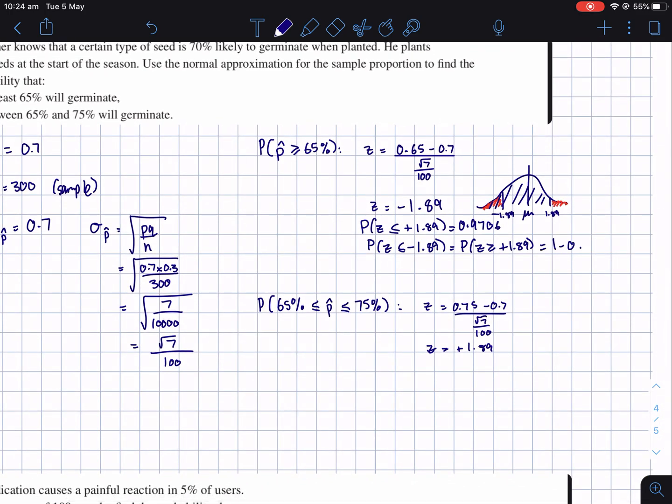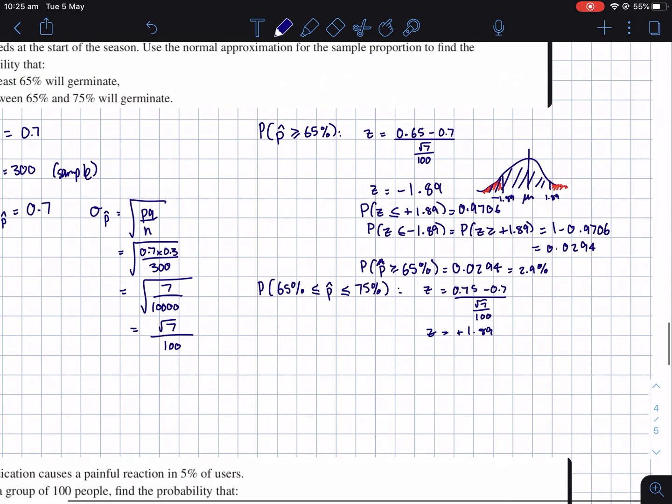1 minus 0.9706, which is 0.0294. So therefore, the probability of the sample proportion being greater than or equal to 65% is 0.0294, which is 2.9%.